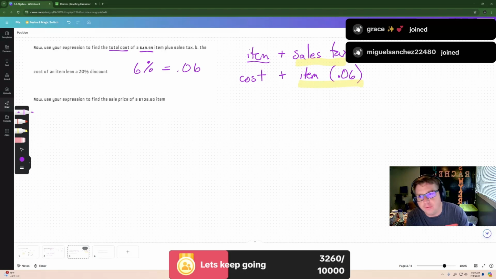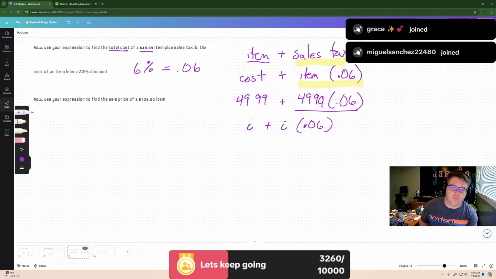So if our item is $49.99, we want to add it to $49.99 times 6%, so that we can calculate the sales tax on top of our item, and we can put both of those together. So how would we do this without numbers? Well, we could say I plus I times 0.06. Now, if we wrote this with our coefficients in mind, remember, coefficients are the numbers in front of the variables. So this would be 1i plus 0.06i.